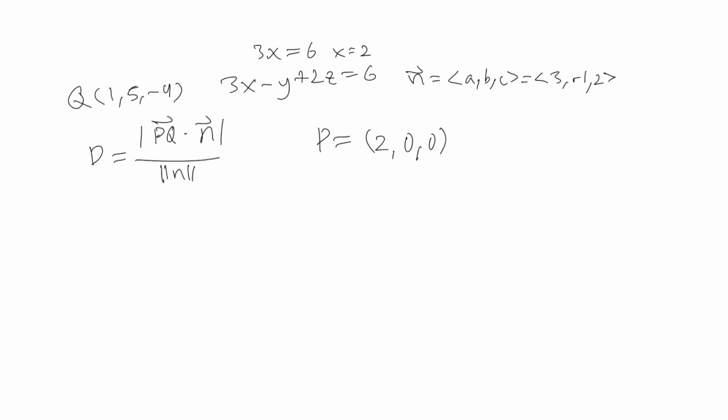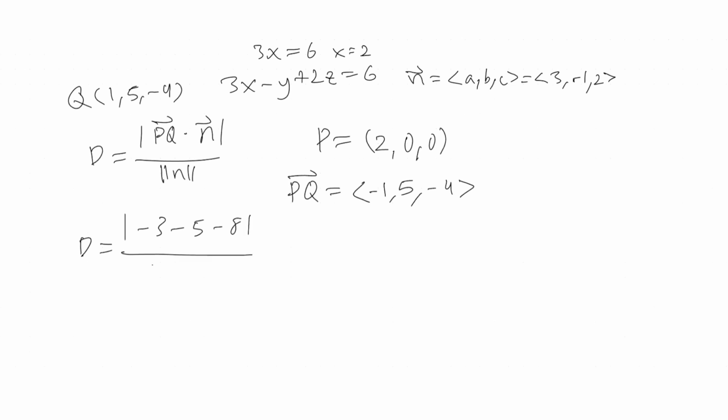So we have our point P is (2, 0, 0), and now we can find the PQ vector. PQ is just going to be from point P to point Q. From 2 to 1, it's -1. From 0 to 5, it's 5. And from 0 to -4, it's -4. So let's plug it in and start calculating. We have the absolute value of -1 times 3, so -3, plus 5 times -1, so -5, plus -4 times 2, which is -8, over the magnitude.